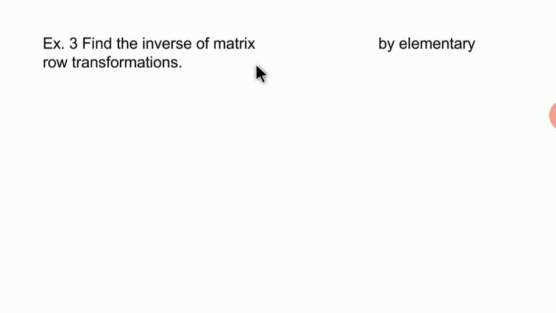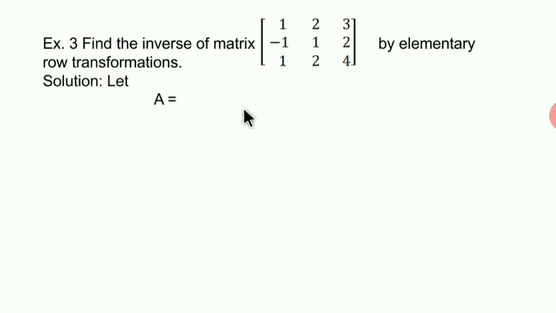Now example number 3. Find the inverse of the matrix. We have given the 3 by 3 matrix 1 2 3, minus 1 1 2, 1 2 4, by elementary transformations. Elementary row transformations we have to use. So first of all, denote this matrix by A. Let A is equal to the given matrix.